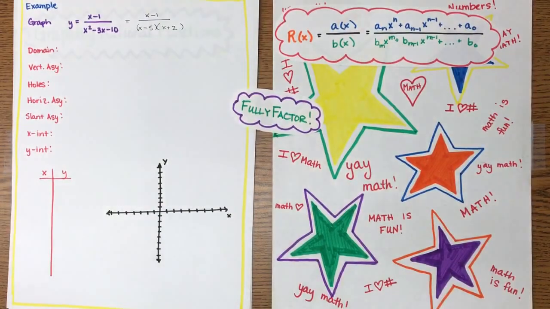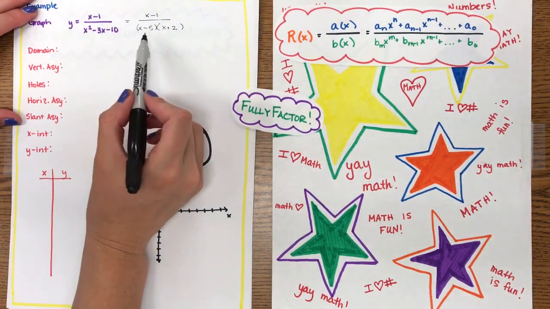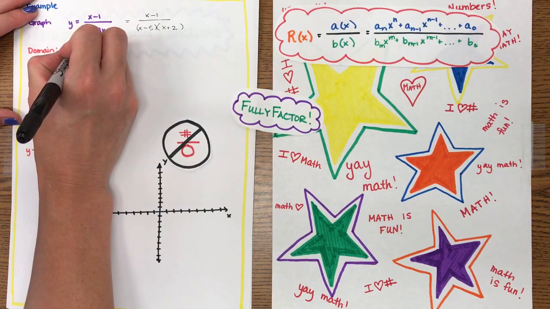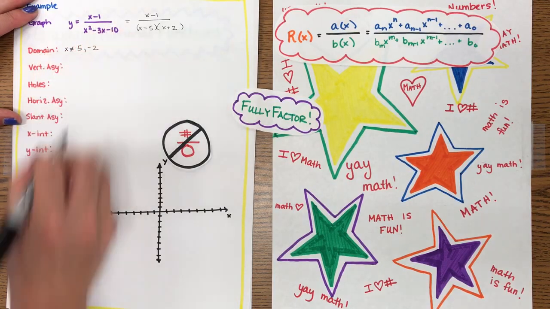So I'm going to find my domain restrictions because any number can't be divided by 0. So anything that will give me 0 in the denominator will be a domain restriction. So x cannot be equal to 5 or negative 2.